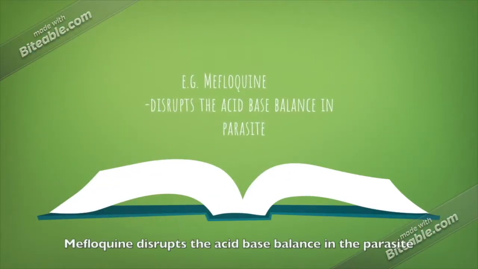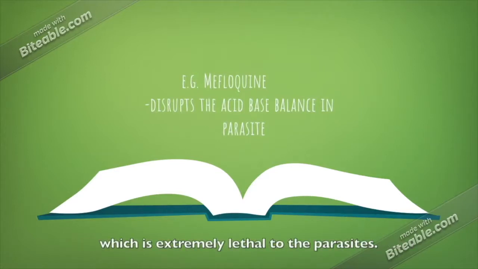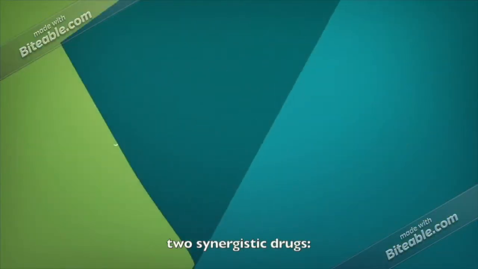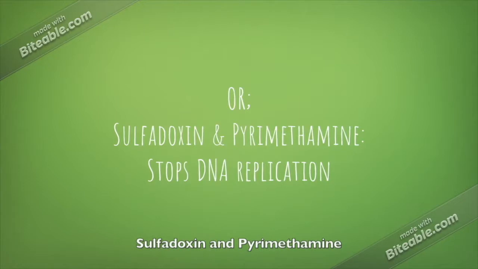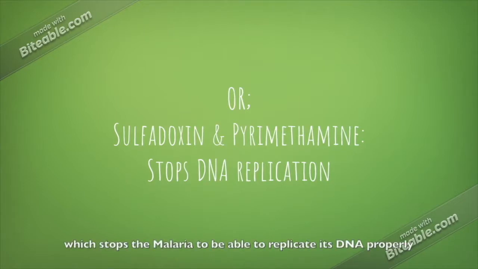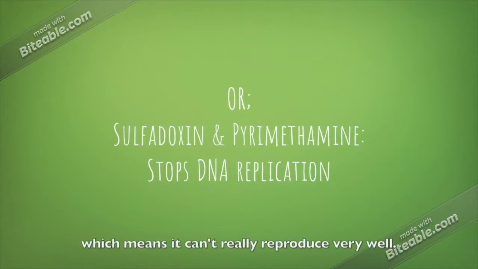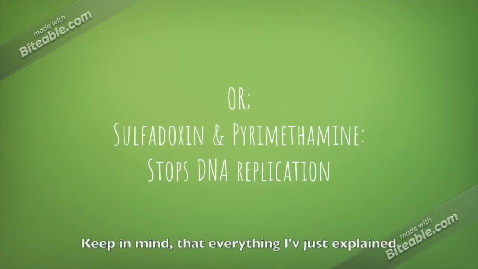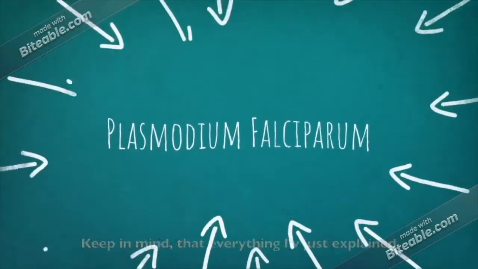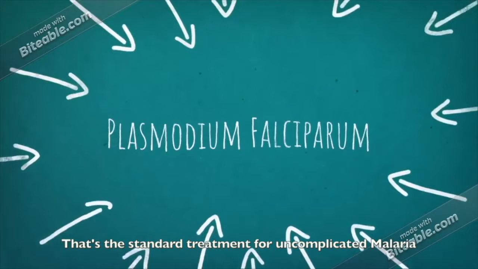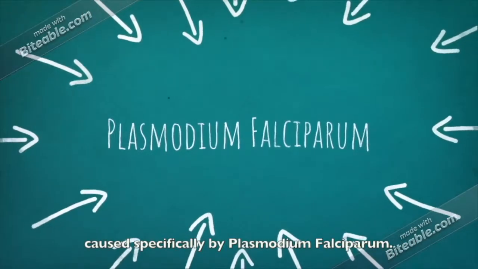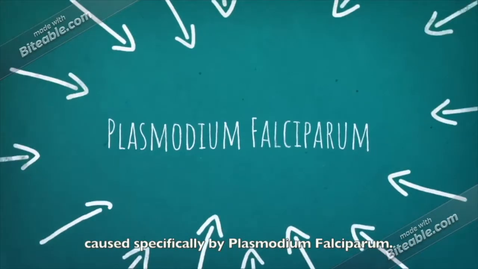Mefloquine disrupts the acid-base balance in the parasite, which is extremely lethal to the parasites. Or sometimes you get a combo of 2 synergistic drugs, sulfadoxine and pyrimethamine, which stops the malaria from being able to replicate its DNA properly, which means it can't really reproduce very well. So keep in mind that everything I've just explained is the standard treatment for uncomplicated malaria caused specifically by Plasmodium falciparum.